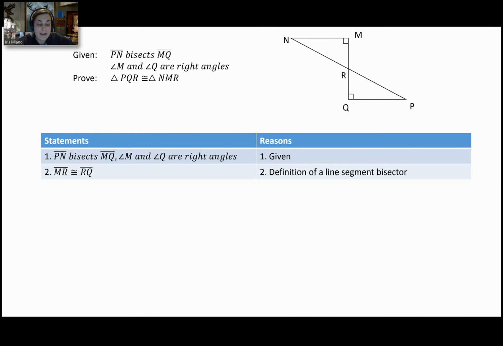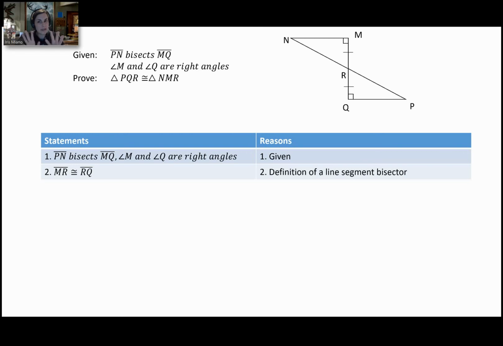And you can add some notation to your figure in order to indicate this. By that I mean, of course, the tick marks. There they are. Be careful with this because you want to make sure you're bisecting the correct line. It would be incorrect to say that based on this first piece of given information that NR is congruent to PR, because PN is the line that's doing the bisecting. It bisects MQ, so MQ is the one being cut in half, not PN, just so that we're clear.